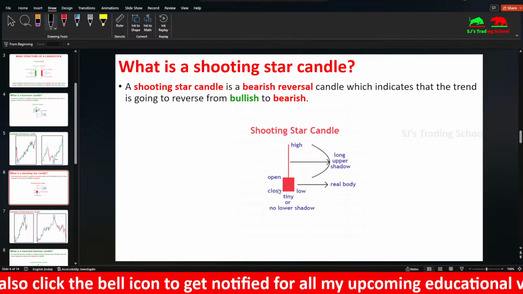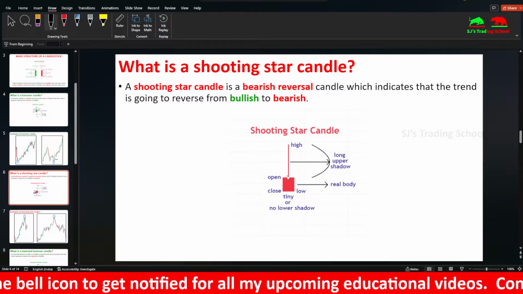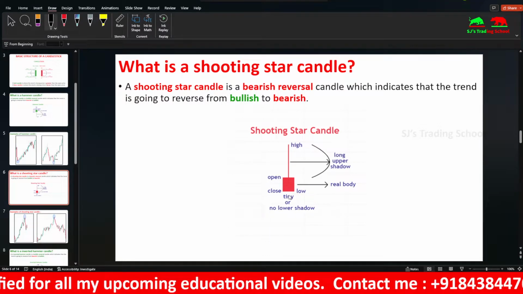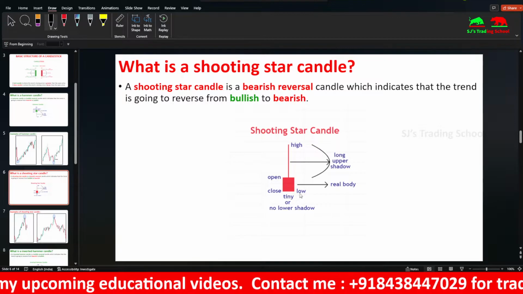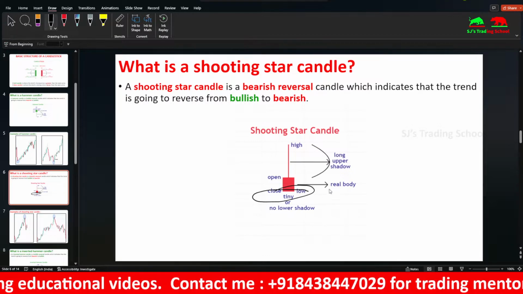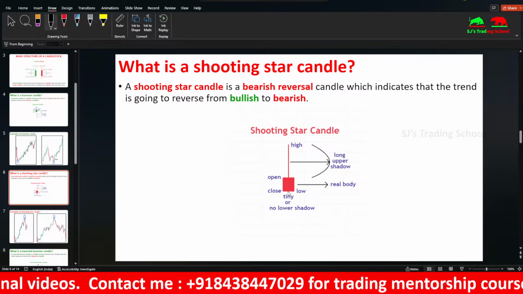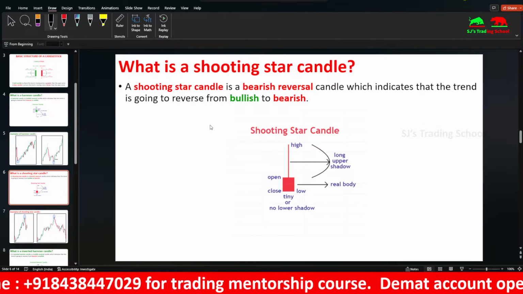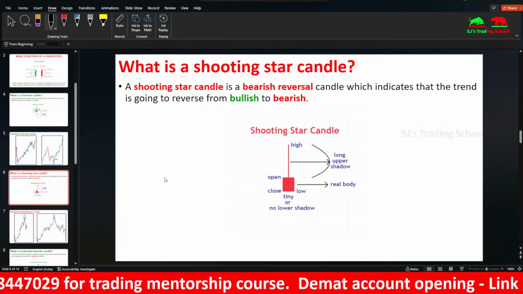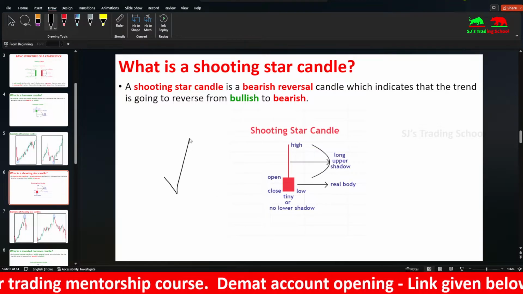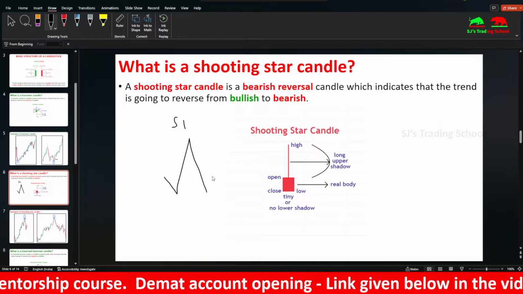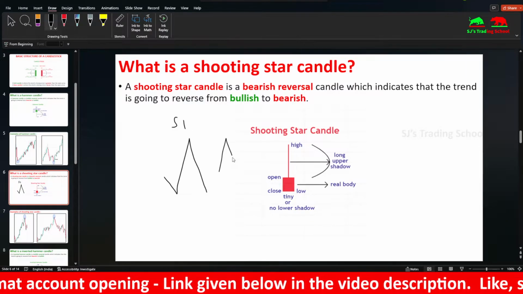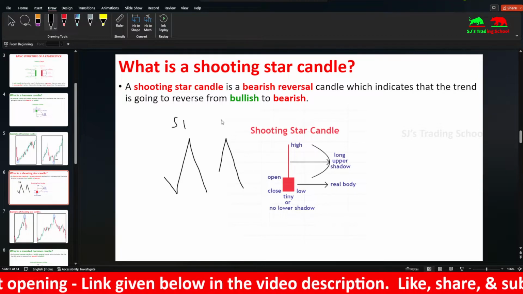So the structure is here. Open is here. The closing price is less than the open price. The high is here and the low is here. There is a long upper shadow, and there is a tiny or no lower shadow. Usually the close is equal to the low if there are no shadows, and if there is a tiny shadow, then the close is not equal to the low. There are two scenarios. The first scenario is open, close, high, low. The second scenario is open, high, close.